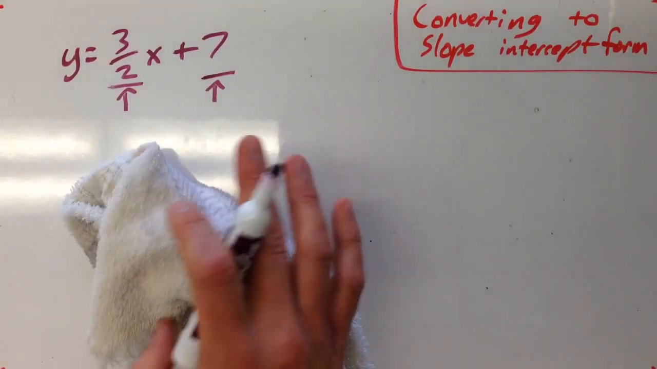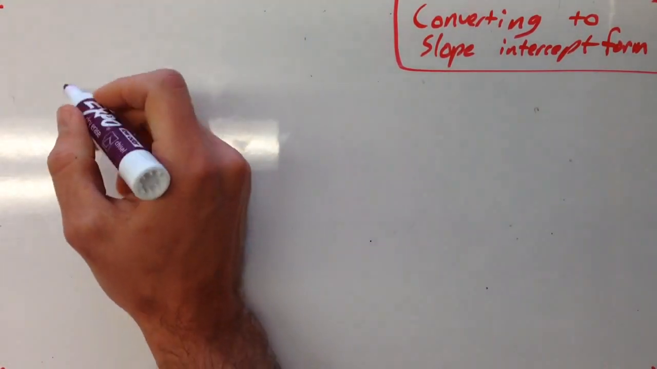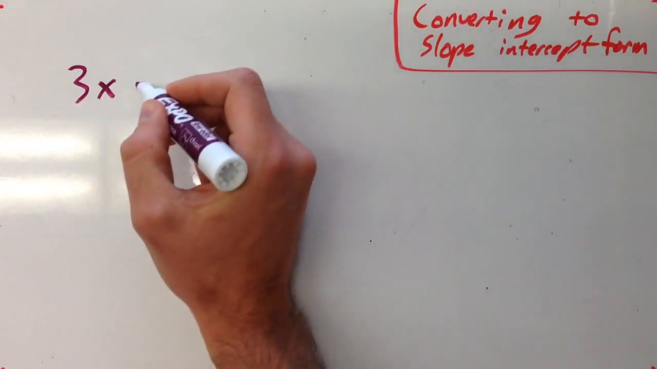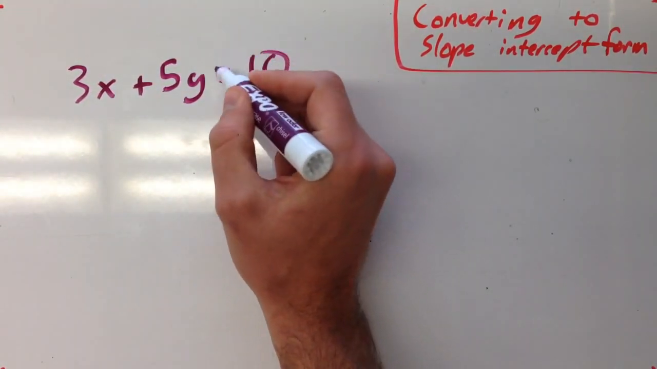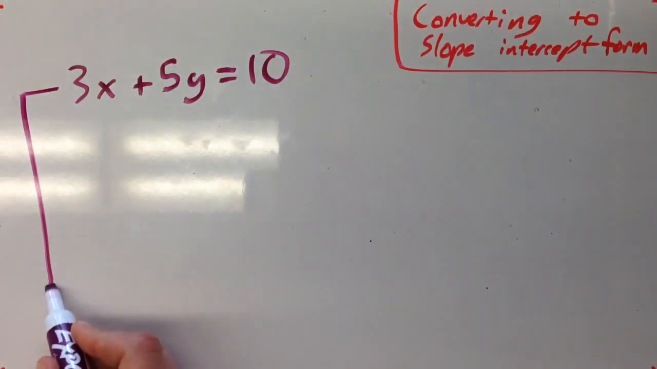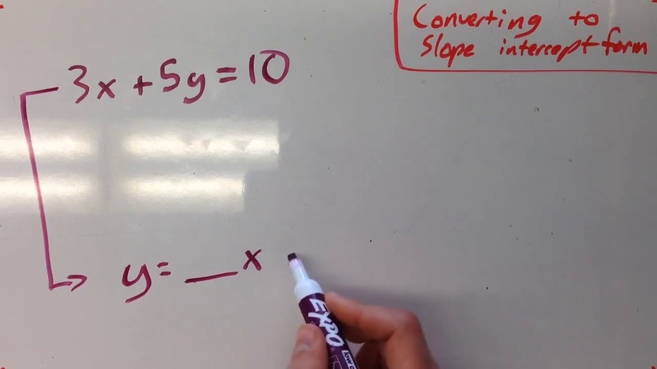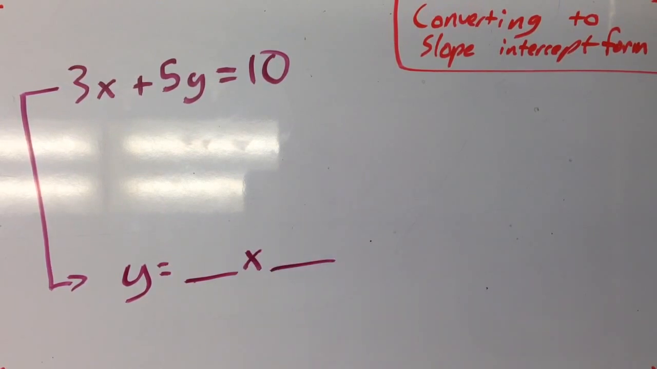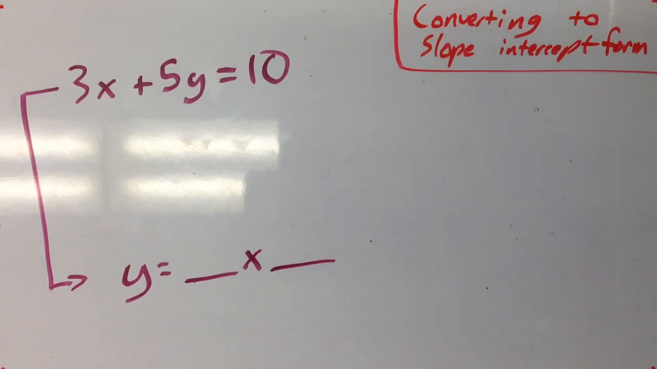It's a super useful form, and because of that, sometimes we want to get into that form. Another form we learned about is standard form. Could be something like this, right? If I wanted to take this and convert it to slope-intercept form, it's kind of nice. It's only a couple steps.